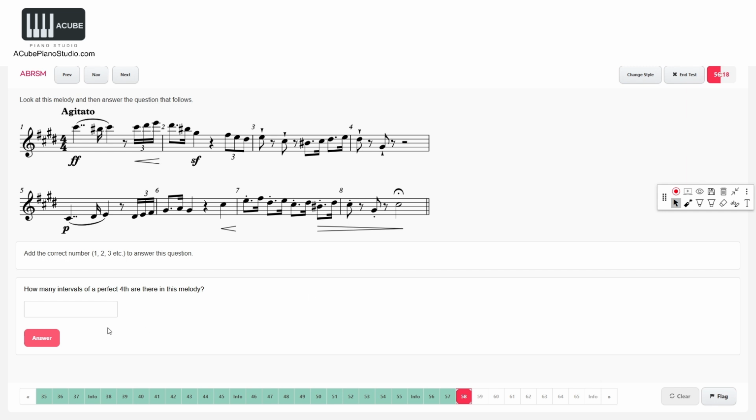Okay, next. How many intervals of a perfect fourth are there in a melody? Okay, so you need to look for fourth, right? Before you look at whether it's perfect fourth or not, let's first start off by looking for fourth.